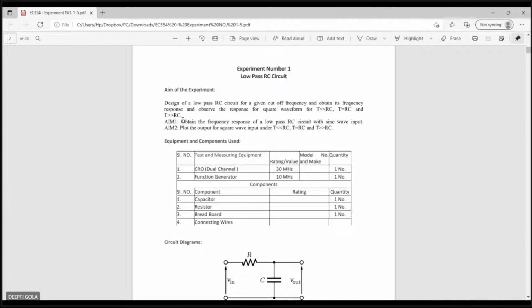The first aim is to obtain the frequency response of the low pass RC circuit with a sine wave input. At the input, you have to give the sine wave, and then you have to record the frequency response at the output. The second aim is to plot the output for the square wave input for 3 conditions. First, T is very, very much less than RC, then T is equal to RC, and then T is very, very much greater than RC. Any doubt in this? No ma'am. Okay.